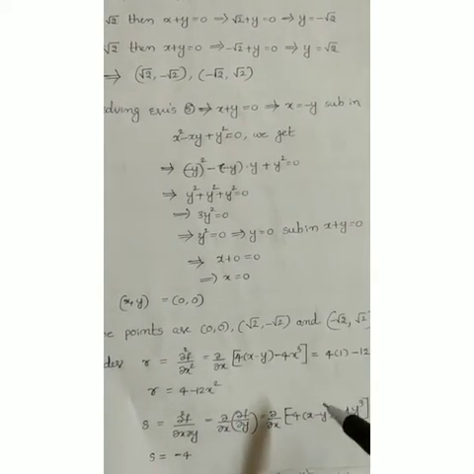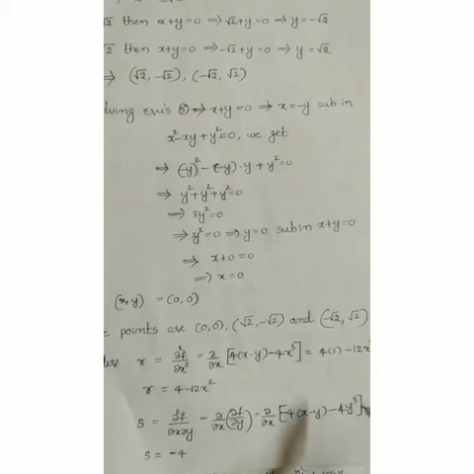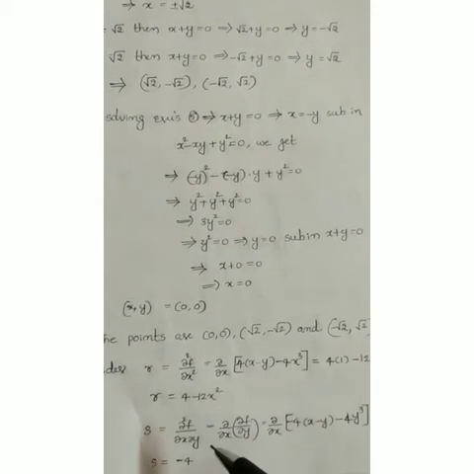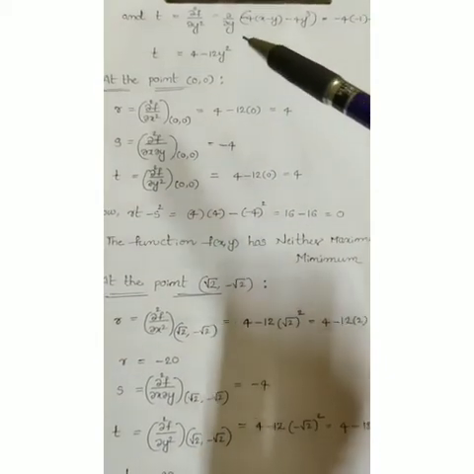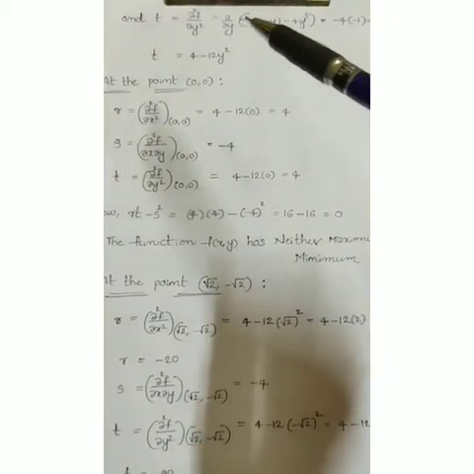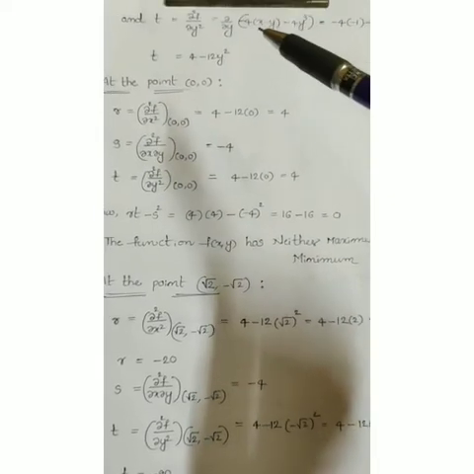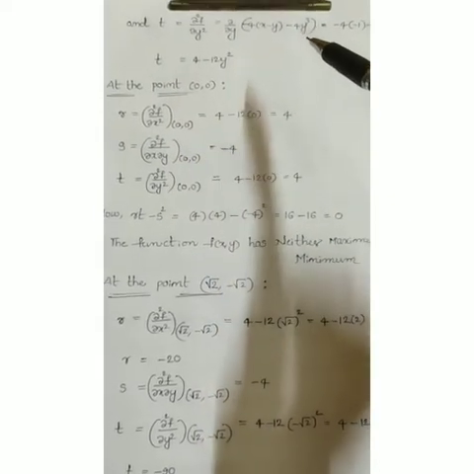So here plus 4y becomes 0 and 4y cube is also 0. Then s equal to minus 4. And t value equal to dou square f by dou y square, that is dou by dou y of dou f by dou y value, which is minus 4 into x minus y minus 4y cube.